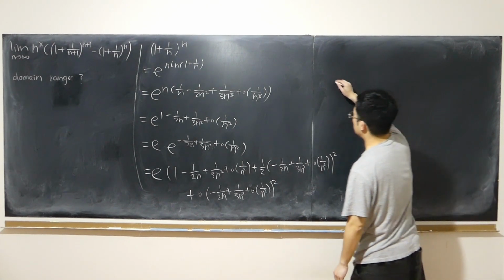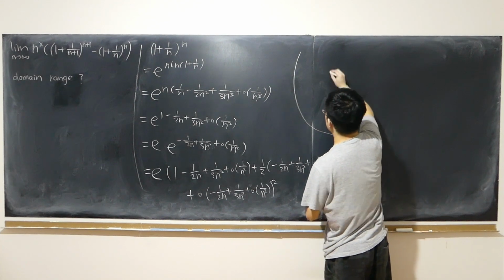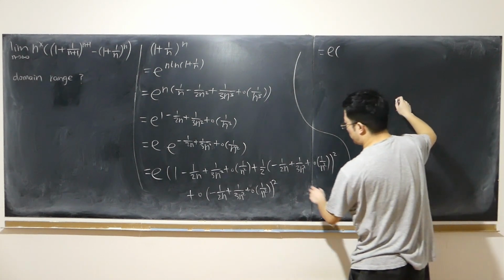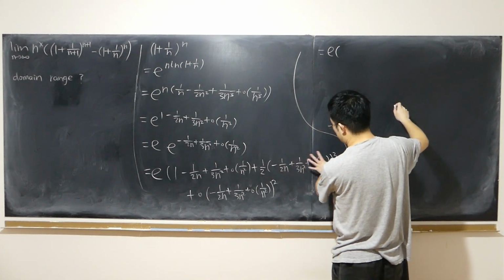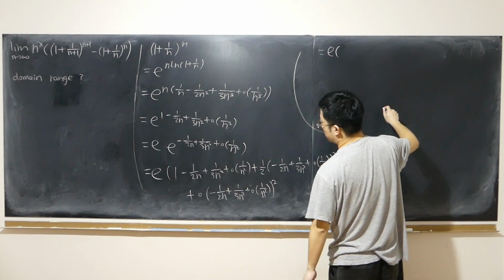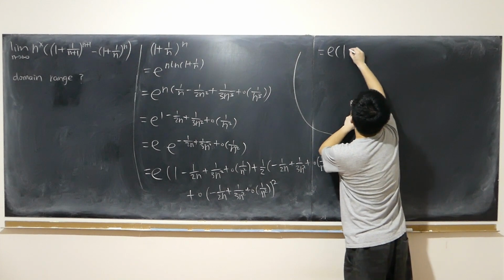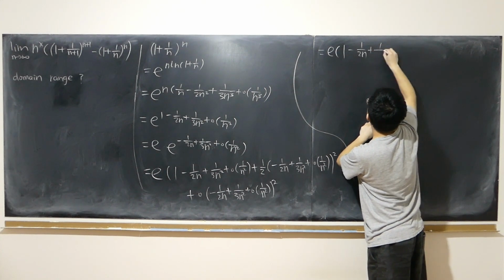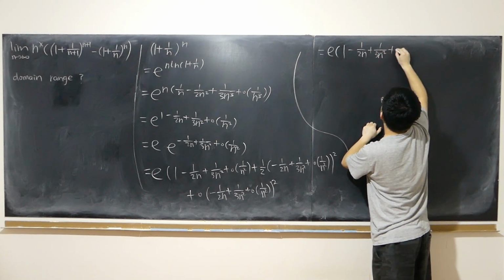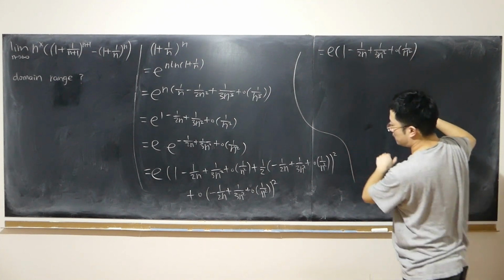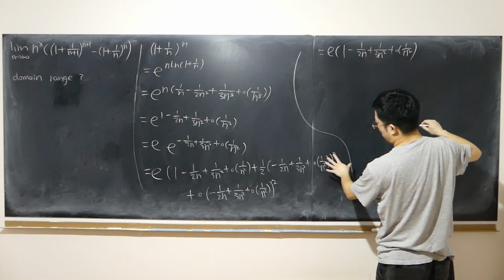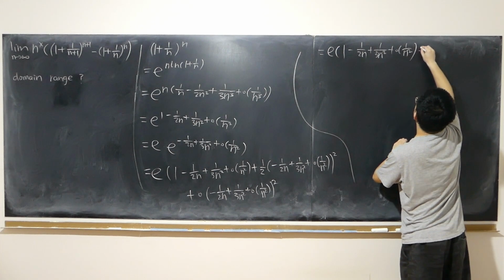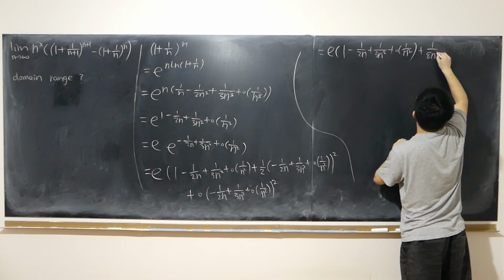So now that is equal to e times (...). I'm going to multiply this term out, times half, combined with that term. I still have 1 minus 1 over 2n plus 1 over 3n squared plus little o of 1 over n squared. And this whole thing squared: the first term is 1 over 4n squared, times half, plus 1 over 8n squared.